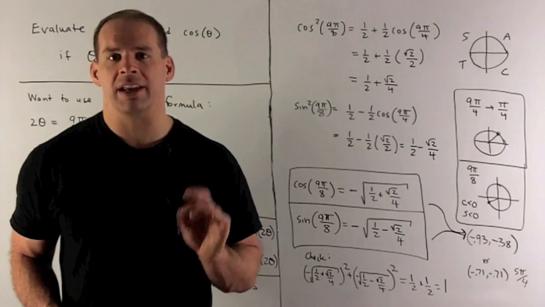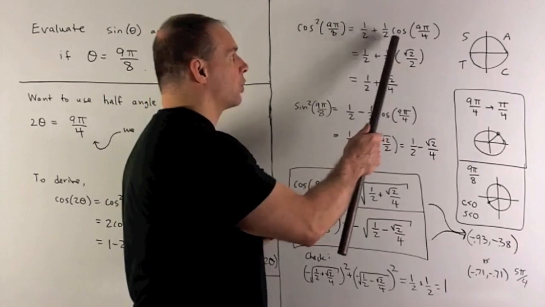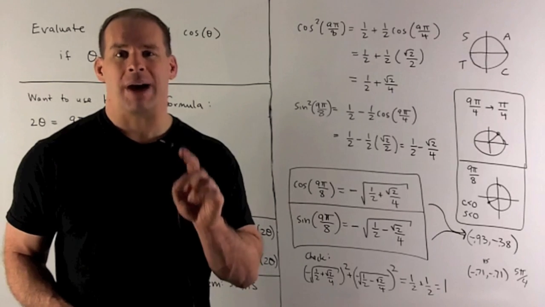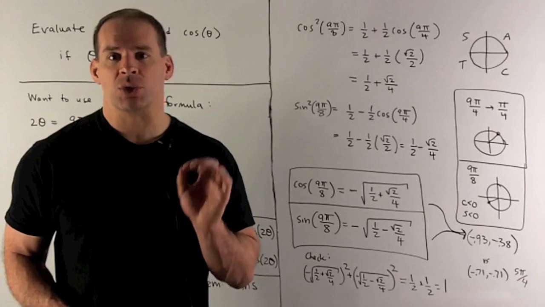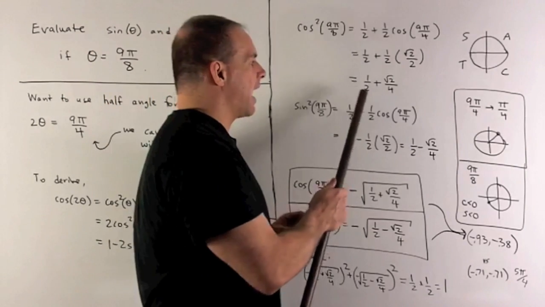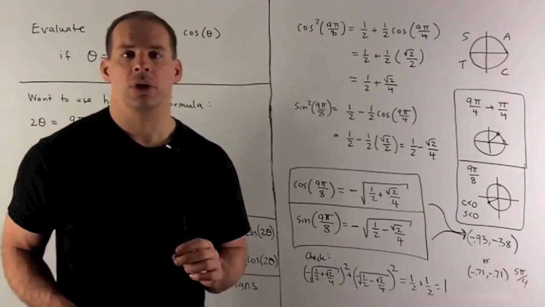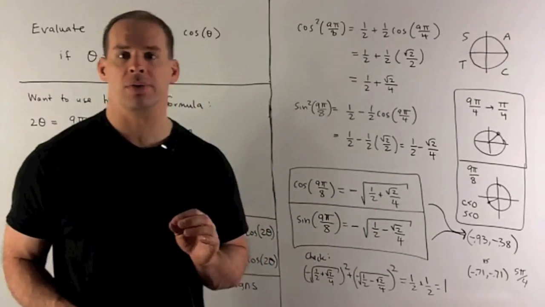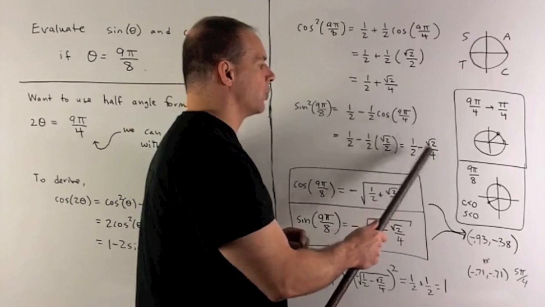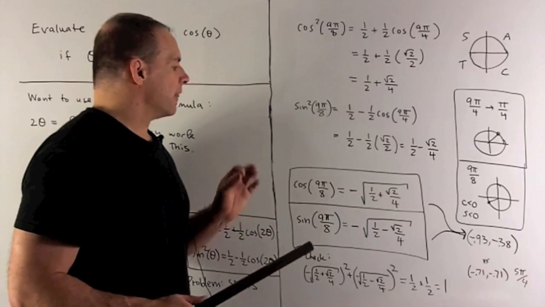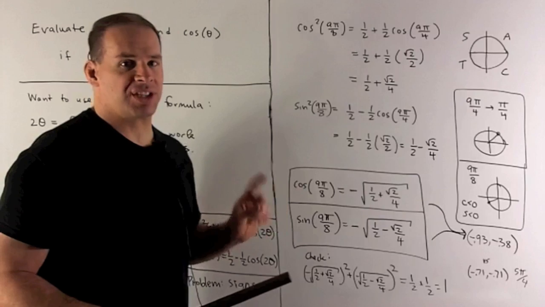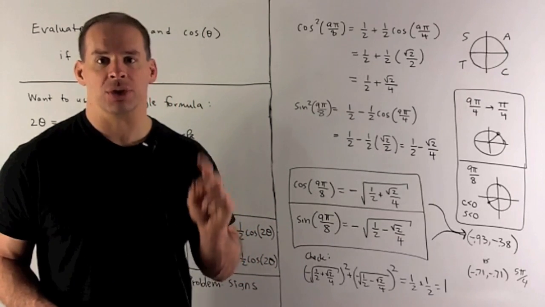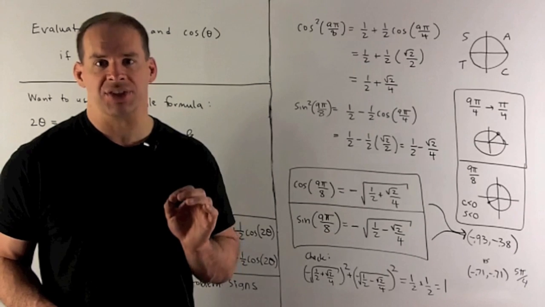Let's see what happens when we put 9 pi eighths into our formulas. If we put 9 pi over 8 into cosine squared, I get 1/2 plus 1/2 cosine 9 pi over 4. Now, 9 pi over 4 is coterminal with pi over 4, so cosine is square root of 2 over 2. That gives me 1/2 plus square root of 2 over 4. For sine squared, again we're using cosine of 9 pi over 4, so it's still square root of 2 over 2. Then we get 1/2 minus square root of 2 over 4. That means the absolute values of cosine and sine of 9 pi over 8 are going to be square root of 1/2 plus or minus square root of 2 over 4. So we just need to know how to put the signs in.